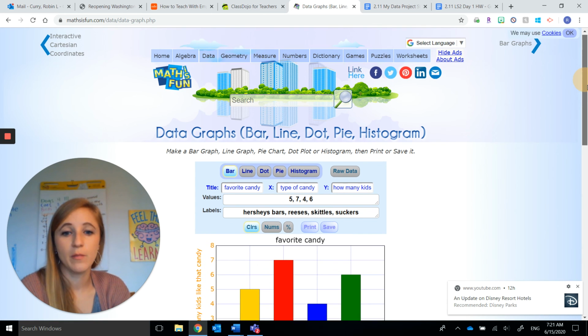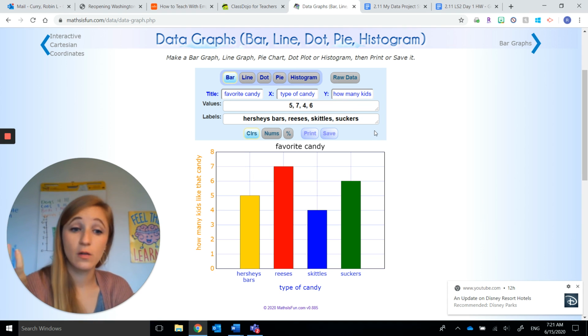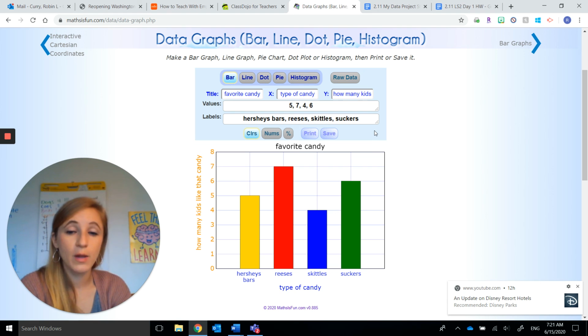So last time I used an example of favorite candy. Remember to put in your labels and to put the numbers of the things that you're counting right here, separated by commas. Okay, that's just another way that you can practice this, especially if you maybe don't have the worksheet page, or maybe you can't find it, or maybe you just want to try it on the computer instead. This is just one way that you can do that so that you are still getting to make a bar graph, but you don't necessarily need paper and pencil to do it.